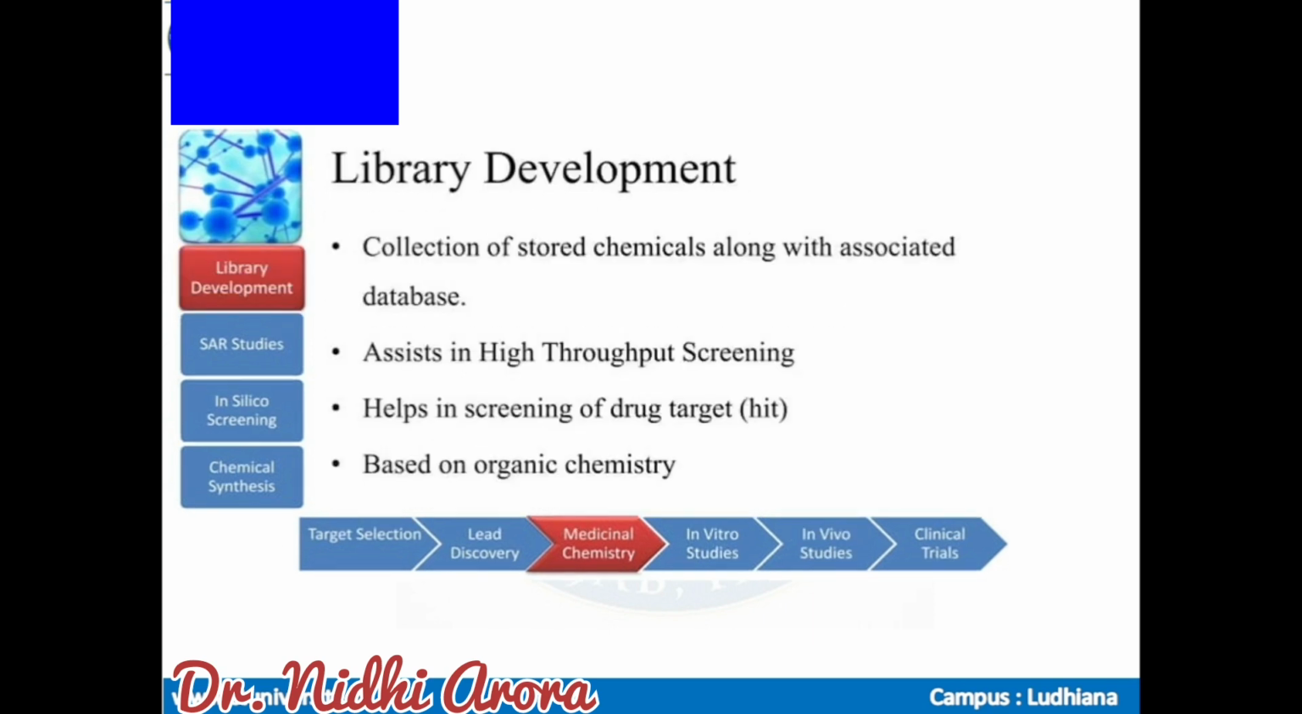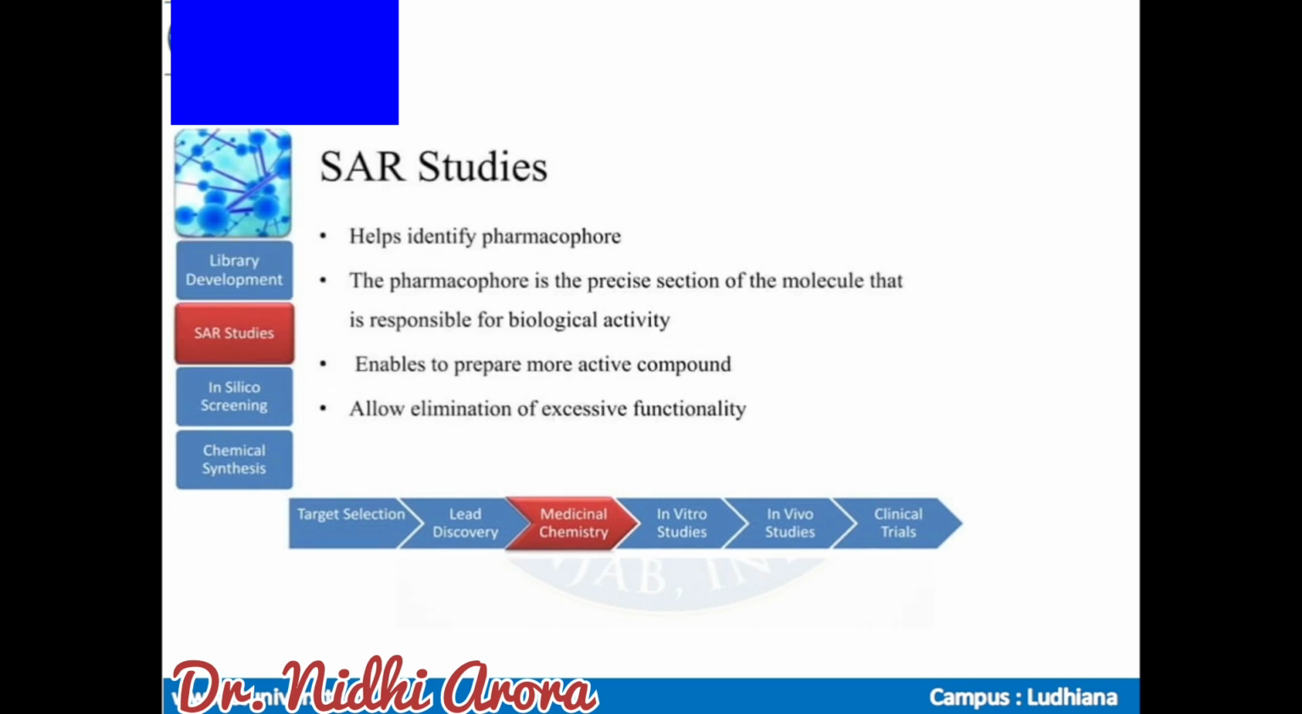After that, library development. Library development is a collection of stored chemicals along with an associated database, to assist in high throughput screening, and it helps in screening the drug target hit compounds. It is based on organic chemistry, not on inorganic chemistry.